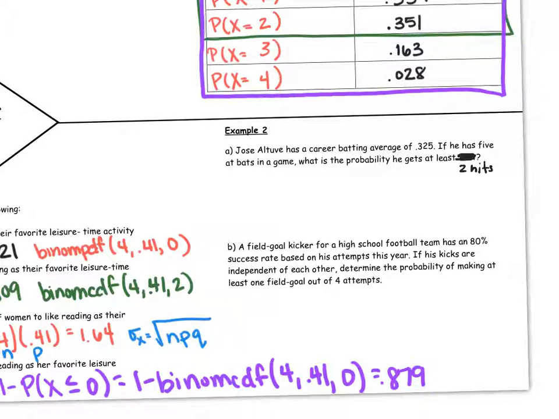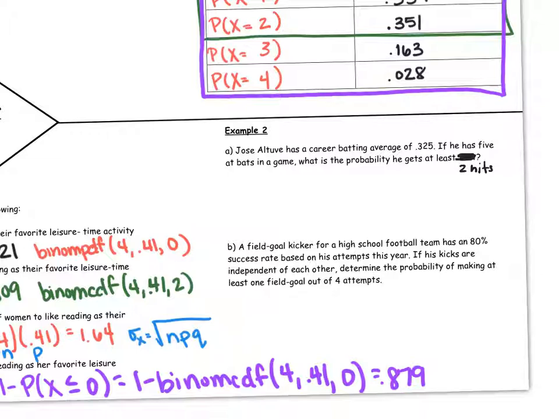So, if he comes up to bat 5 times in a game, and he has a .325 average, I want to find the probability he gets at least 2 hits. What does that mean, at least 2 hits out of 5 at-bats? It can be 2 or 3 or 4 or 5. What can it not be? 1 or 0. Everybody got that?